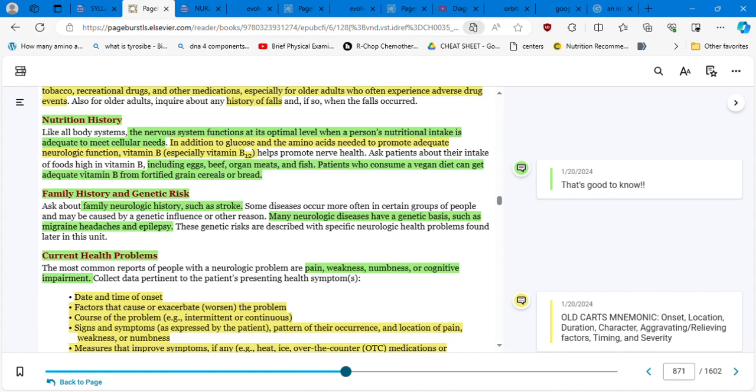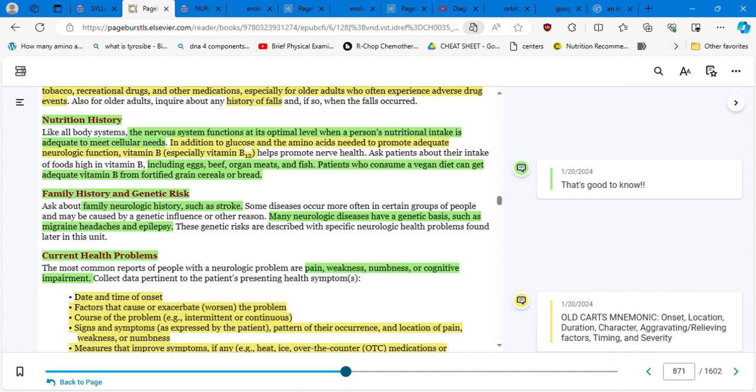In addition to glucose and the amino acids needed to promote adequate neurologic function, vitamin B, especially B12, is the key participant in this nutritional aspect. So for vitamin B12 and vitamin Bs in general, we have to include eggs, good quality eggs. There are many eggs right now that come with different levels of omega-3 included, right? Some eggs have 70, some others have 140 and 170. It depends on how the eggs are, if the hen is cage-free, right? If it's organic. Now, good quality beef, organ meats, and fish.